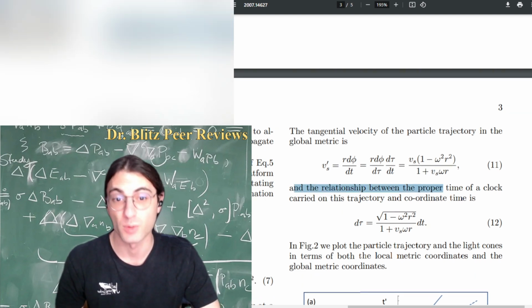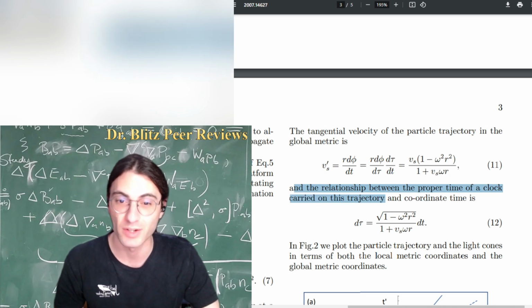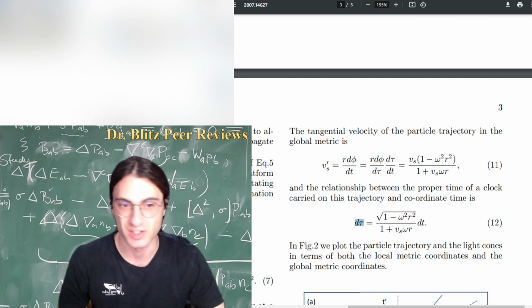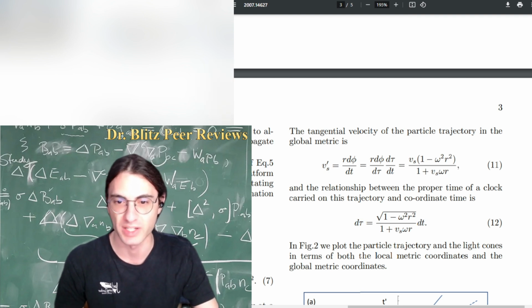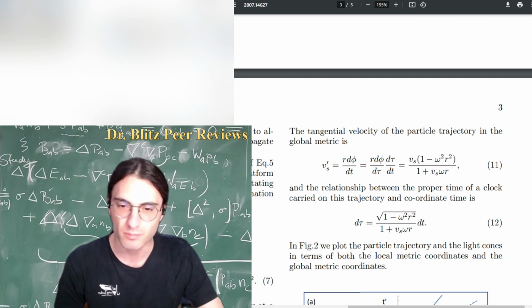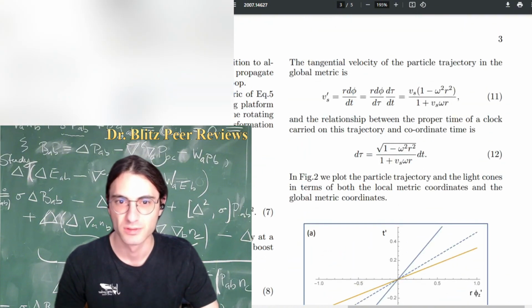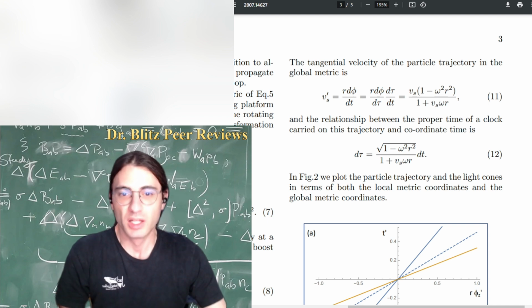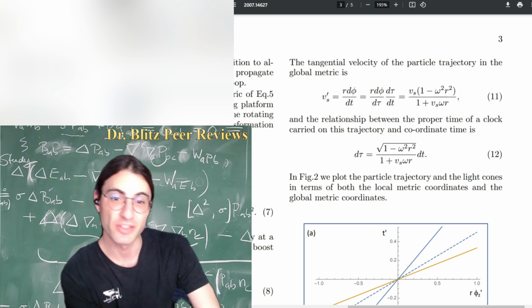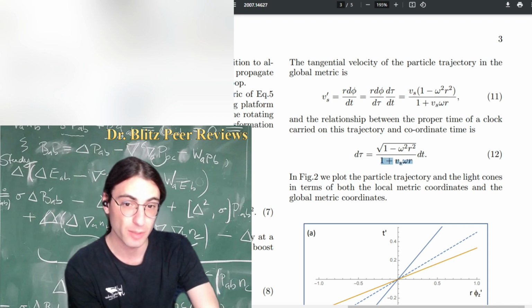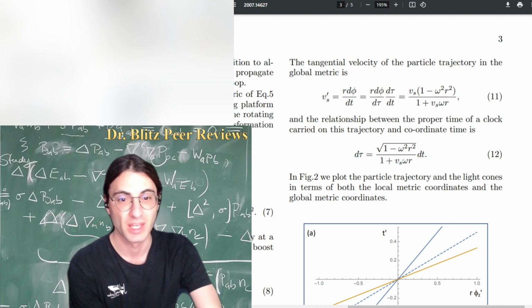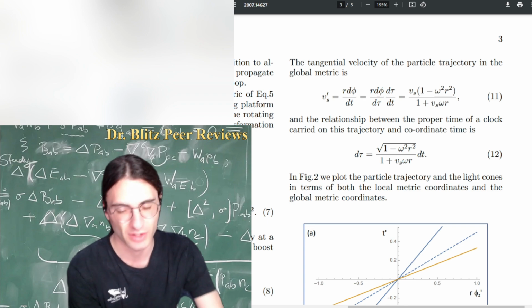And the relationship between the proper time of a clock carried on this trajectory and the coordinate time is this. So, d tau is the time measured on your clock, dt is the coordinate time. Importantly, if this denominator becomes negative, then the proper time will run backwards relative to the coordinate time. That's the really strange thing, and they're going to mention that.